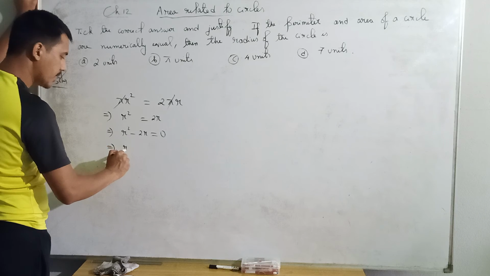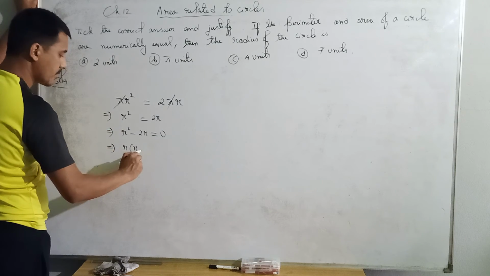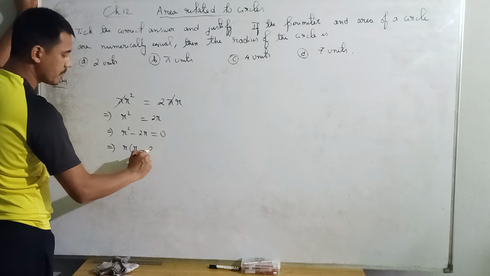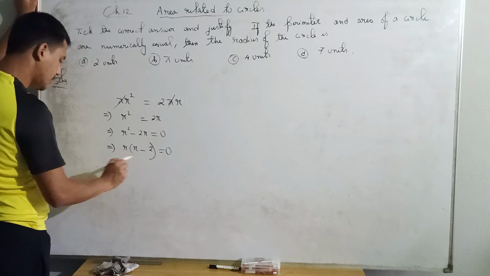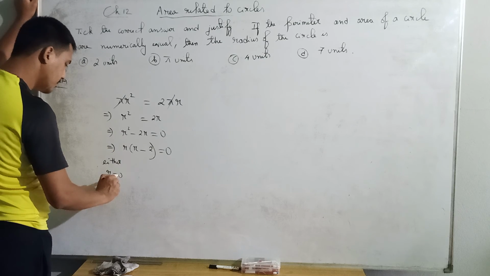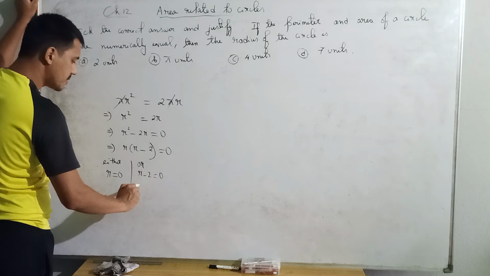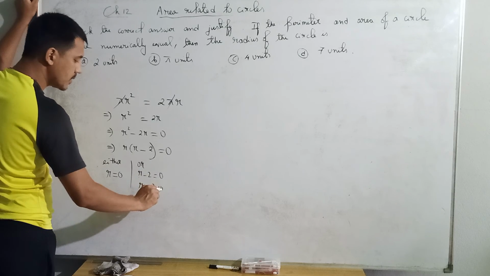You can take r common. If you take r common, then from r square we have another r. From 2r, if you take r common, we have 2. So this means either your r is 0 or your r minus 2 is 0. This gives you your r is 2 units.